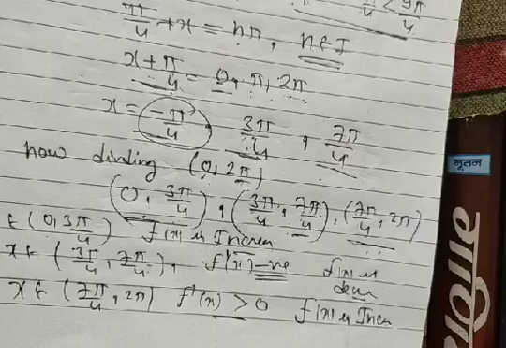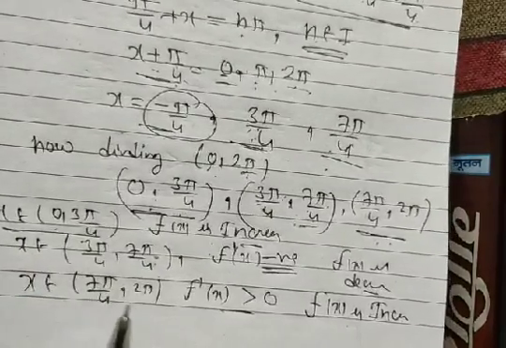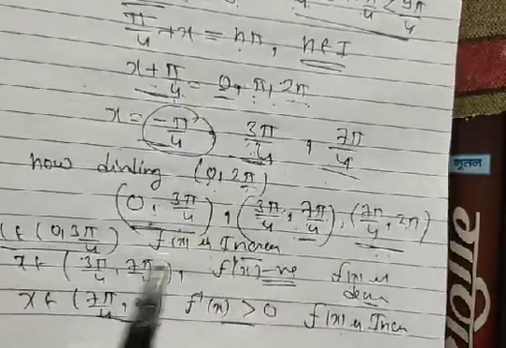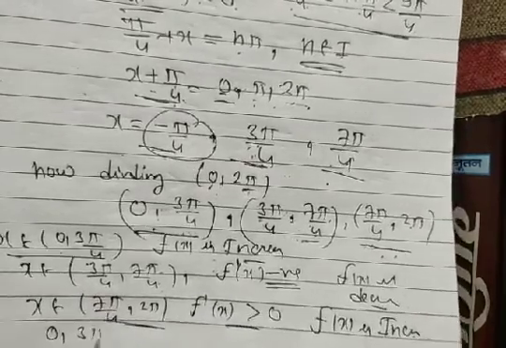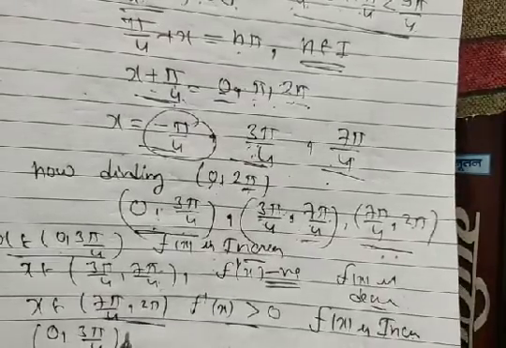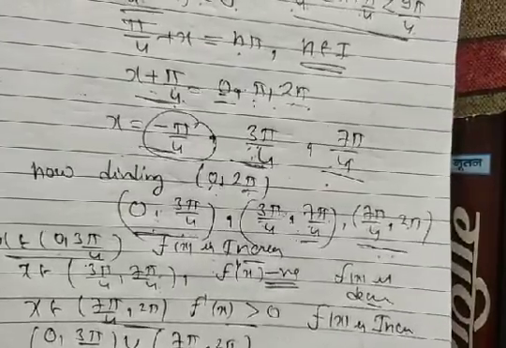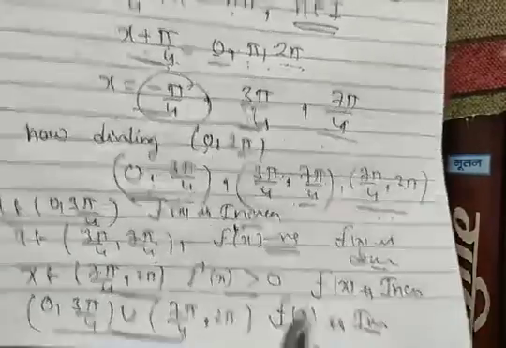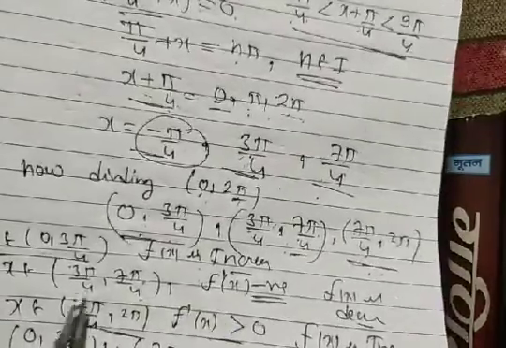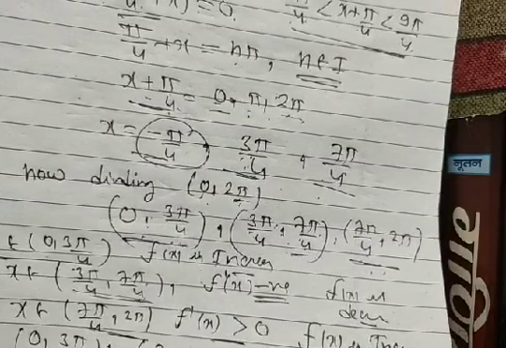Now we get our intervals. Here and here our function is increasing. So our function is increasing in the interval 0 to 3 pi by 4 union 7 pi by 4 to 2 pi. This is where our function is increasing, and in 3 pi by 4 to 7 pi by 4 our function is decreasing. These are some selected examples.